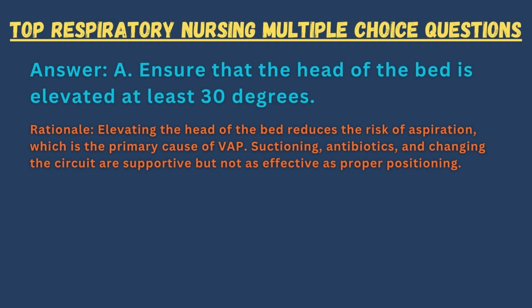Answer. A. Ensure that the head of the bed is elevated at least 30 degrees. Rationale. Elevating the head of the bed reduces the risk of aspiration, which is the primary cause of VAP. Suctioning, antibiotics, and changing the circuit are supportive, but not as effective as proper positioning.